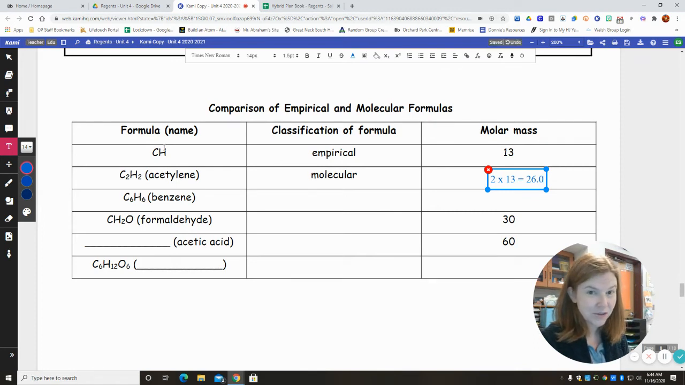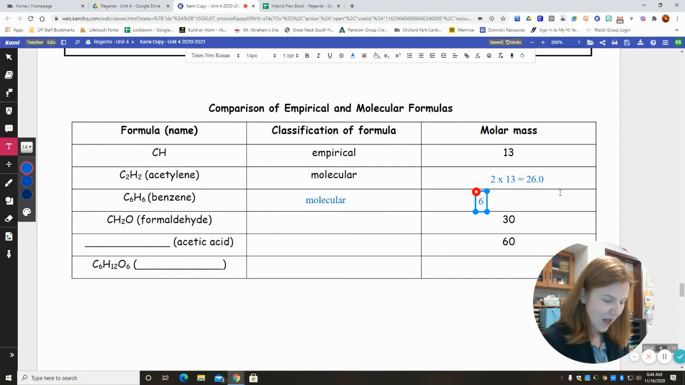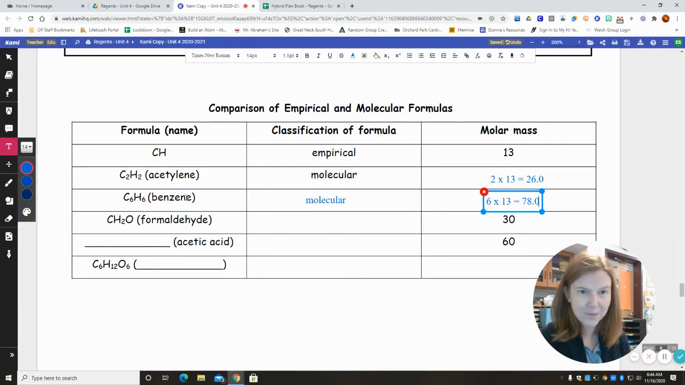Benzene is C6H6, so 6-to-6 ratio. You can reduce that down to 1-to-1, right? So this would be molecular because it can be reduced. And this benzene is 6 times the amount of the CH that we saw up at the top. So if I want to find its molar mass, I could just multiply. Gives me 78.0, okay? Now, could you just take inventory and figure out the molar mass the way that we've been doing it? Yes, absolutely.